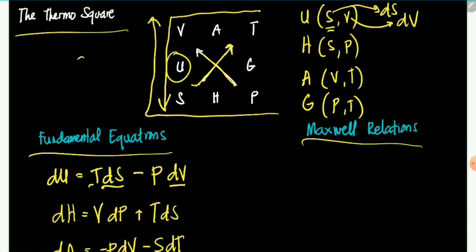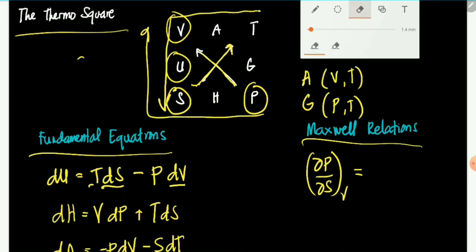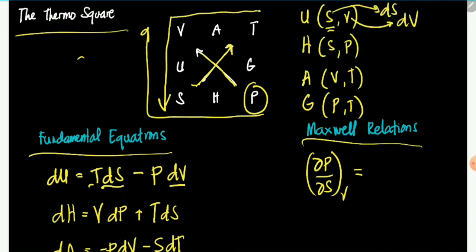So, for example, sulat ulit natin yung arrow. Okay? So, this is partial of P with respect to S at constant V. Tapos, yung kabilang arrow naman, okay, so erase lang natin. Yung kabilang arrow ay partial of T with respect to V at constant S.